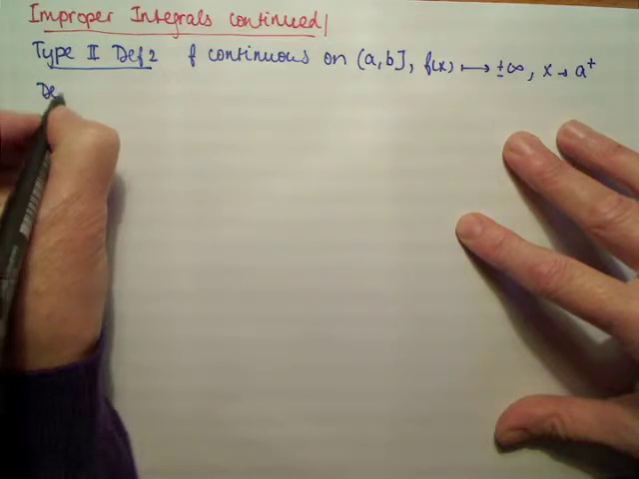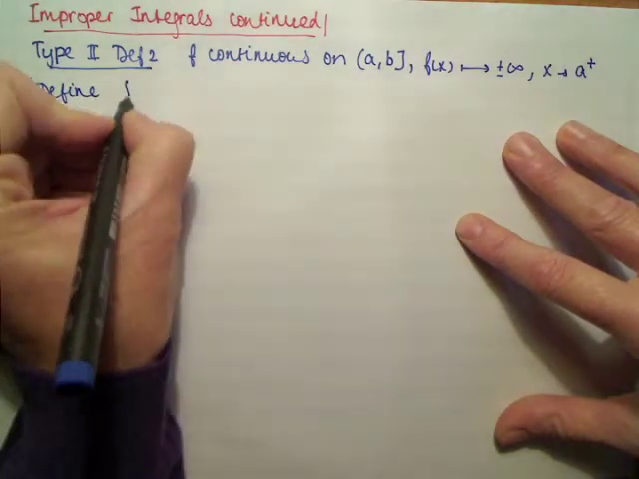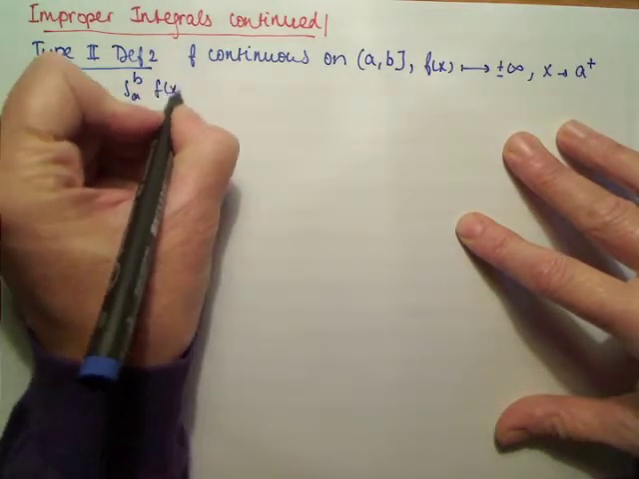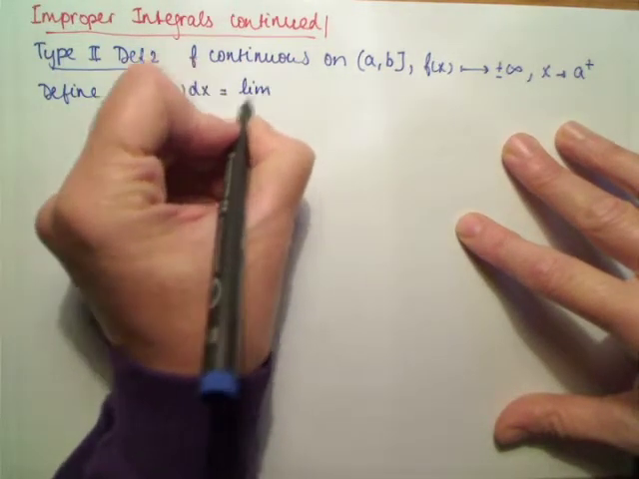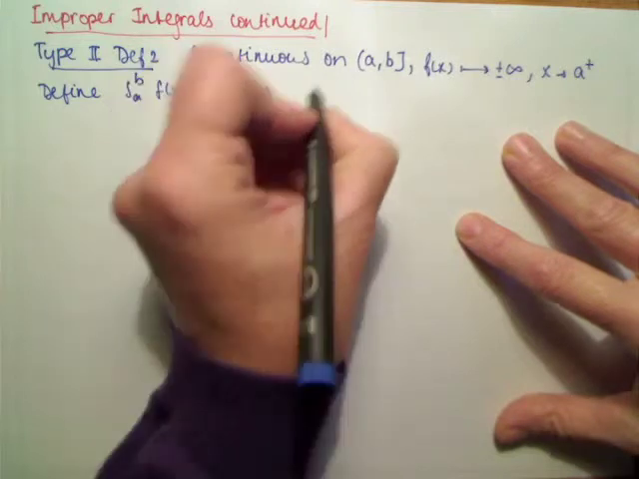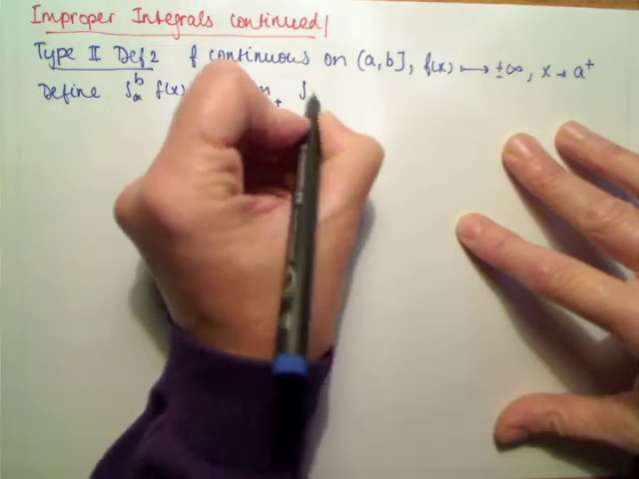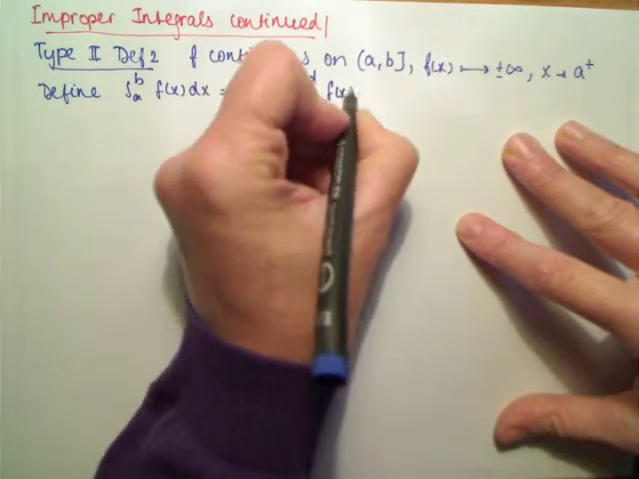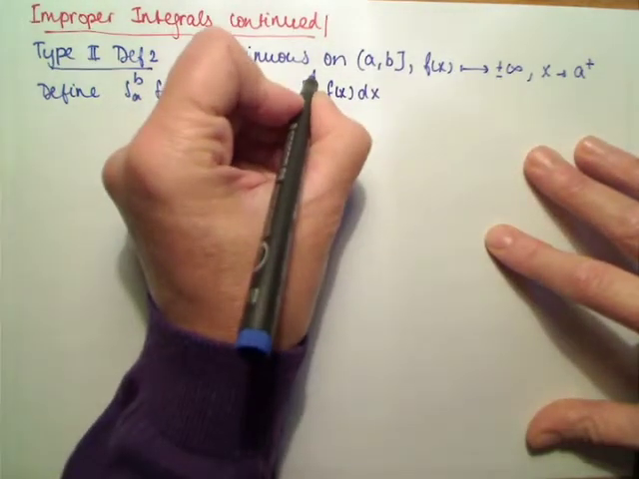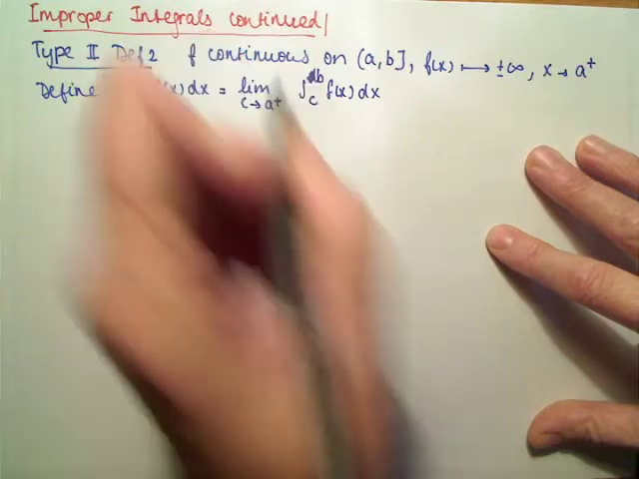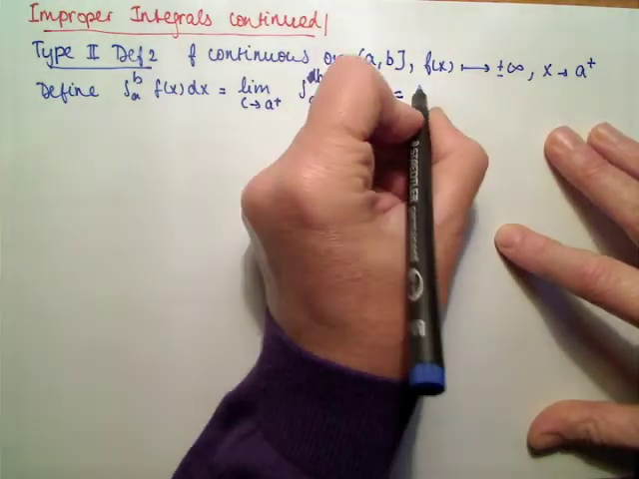And what we do is to define the improper integral from a to b as a limit over a sequence of definite integrals. We define it as the limit for c approaching a from the right of the definite integral of f over the interval c up to b. And we call this limit I.